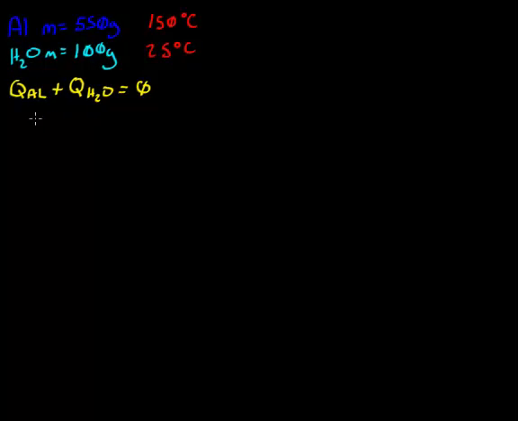Q of aluminum is going to equal the specific heat of aluminum times the mass of aluminum times the delta T. And the delta T is going to be your temperature final minus your temperature initial, as always.